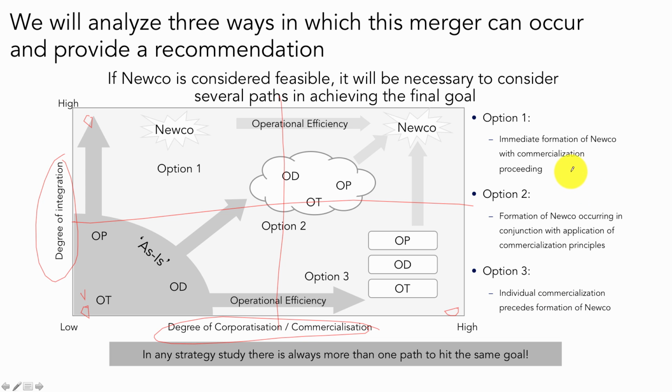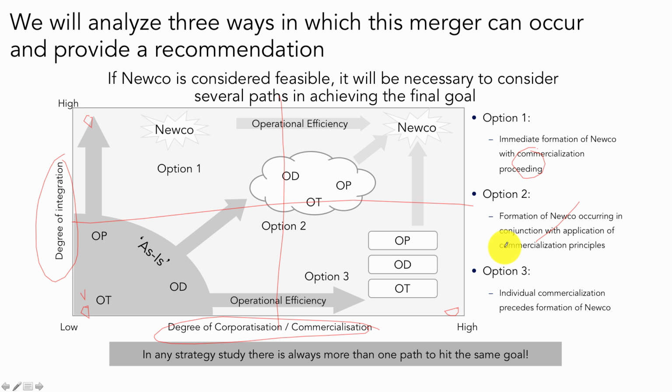Option 1 is that you immediately form Newco. This is option 1 here. So you immediately form Newco and then you commercialize it. And option 2 is you commercialize and integrate simultaneously. All of these are viable options.